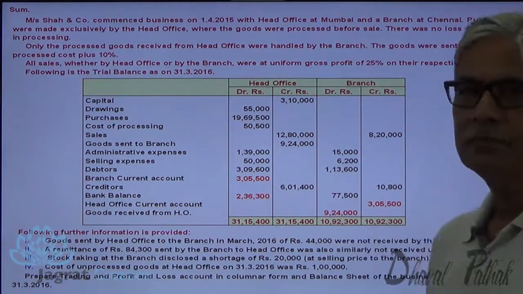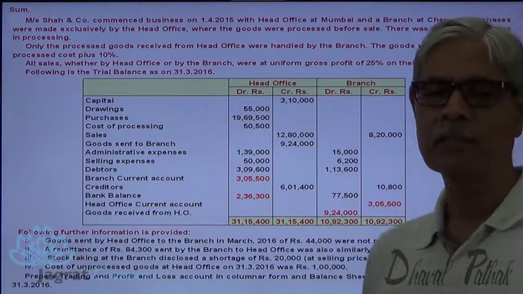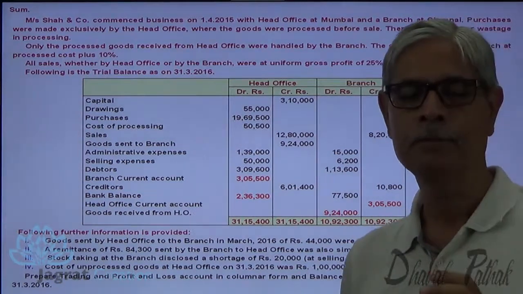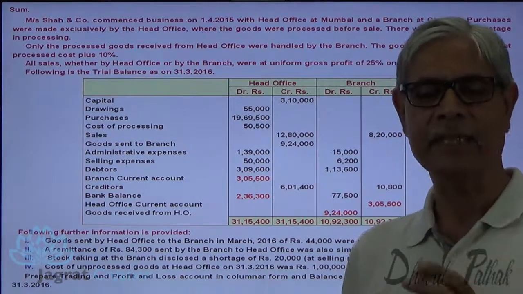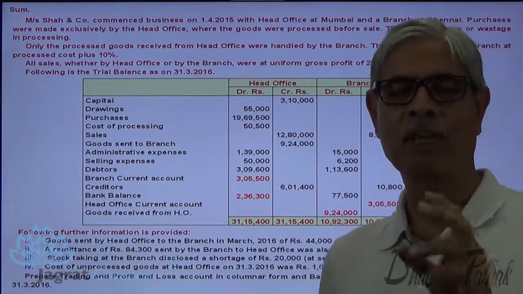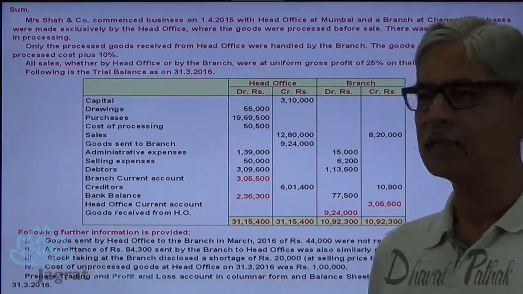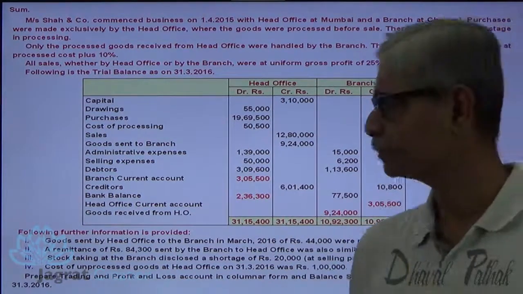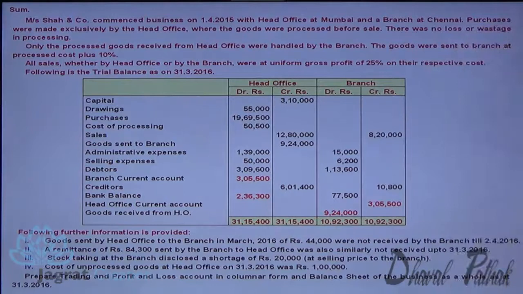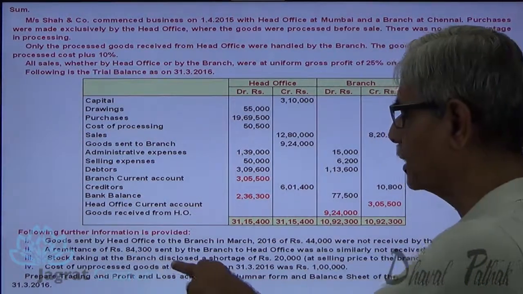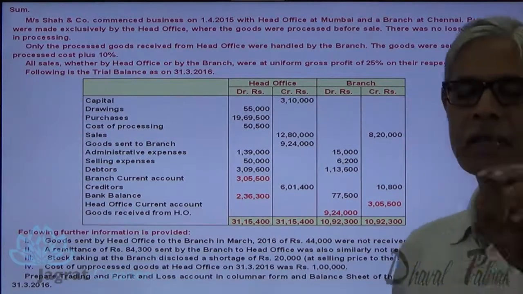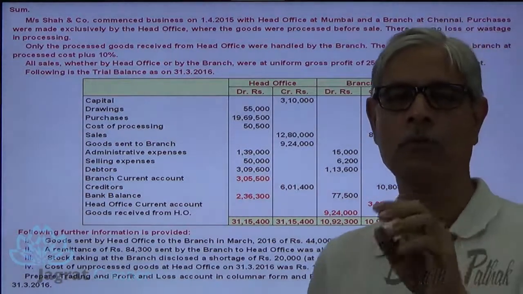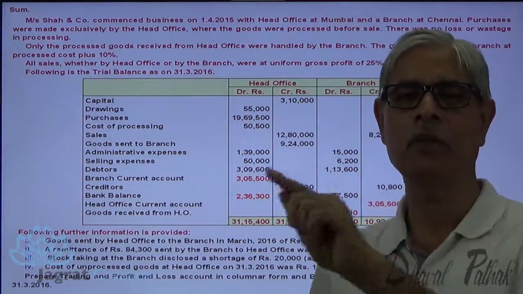This stock, 9,24,000, includes goods in transit element. That I can disassociate at the end while preparing the balance sheet, but at present, let it be so. Now, stock taking at the branch disclosed the shortage of 20,000 selling price. So at branch, there is a shortage of goods at a sales value of 20,000.